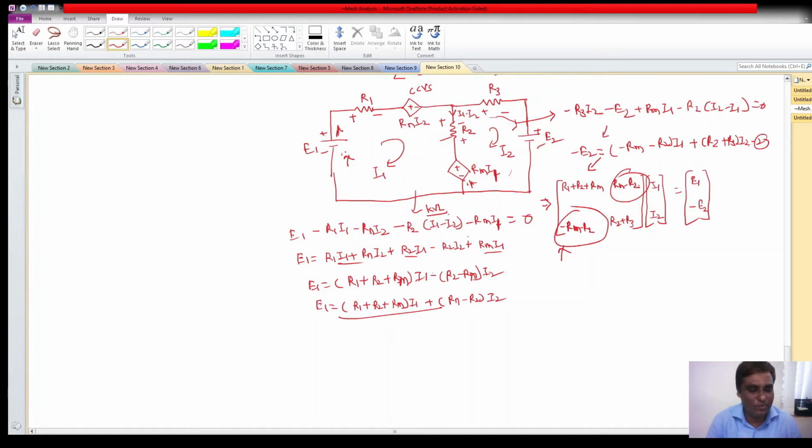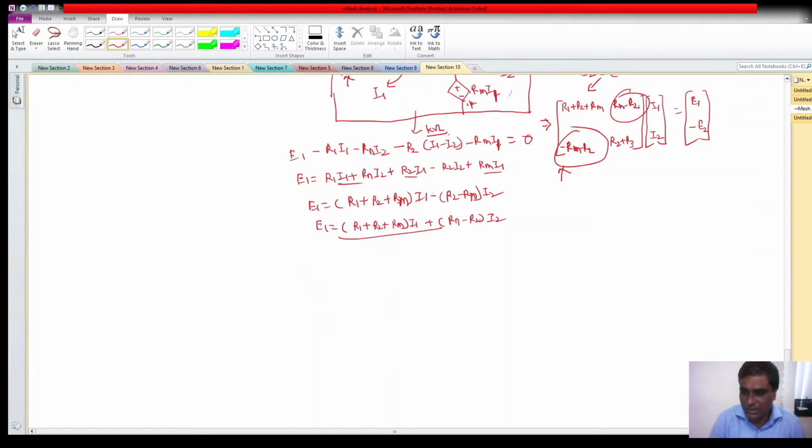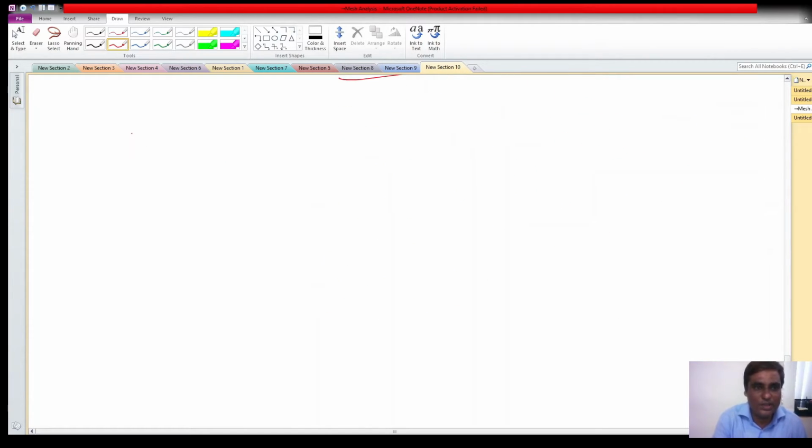With this we can conclude that if the network consists of independent voltage sources, then you will get a symmetric impedance matrix, and if the network consists of dependent sources, then you will not get a symmetric matrix; you will get an asymmetric matrix. One more example, let us quickly write with some numerical values.